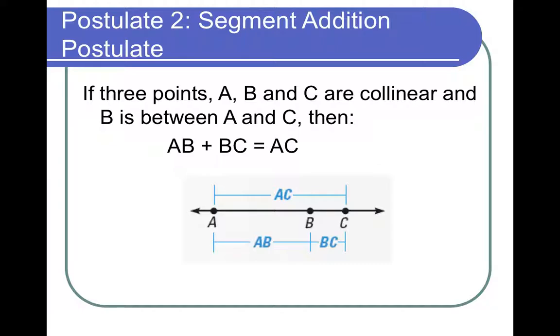So again, you want to have this in your notes. Give you a couple seconds to get this down. The segment addition postulate is, again, if 3 points A, B, and C are in a line, or collinear, and B is in between, then the individual pieces add up to be the whole. In this case, AB plus BC equals AC. All right, I'm going to give you 15 more seconds to get this down, and then we're going to do a couple problems.